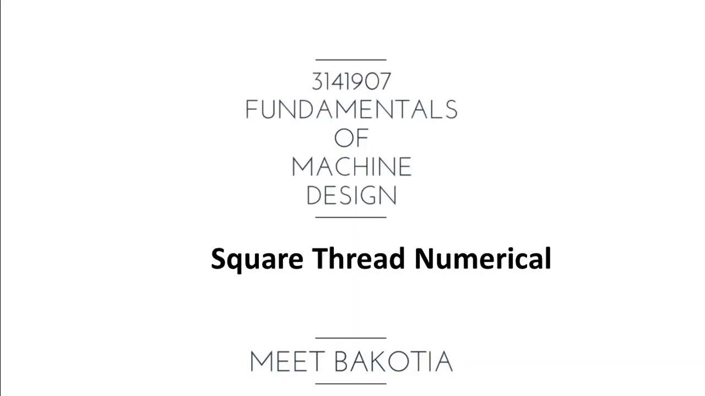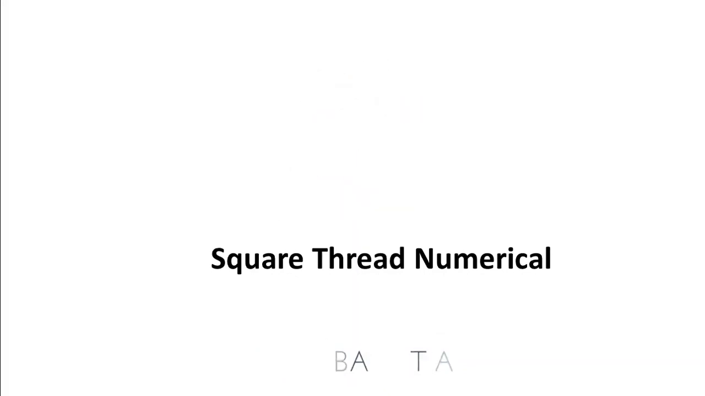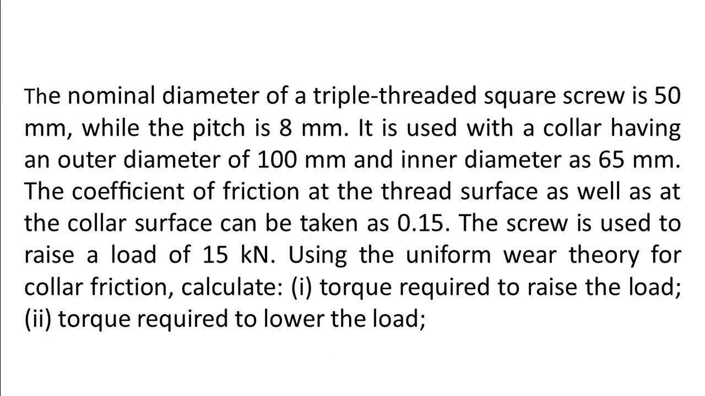Now let us solve one numerical on square threads. The nominal diameter of a triple threaded square screw is 50 mm, while the pitch is 8 mm. It is used with a collar having an outer diameter of 100 mm and inner diameter of 65 mm. The coefficient of friction at the thread surface as well as at the collar surface can be taken as 0.15. The screw is used to raise a load of 15 kilonewton.